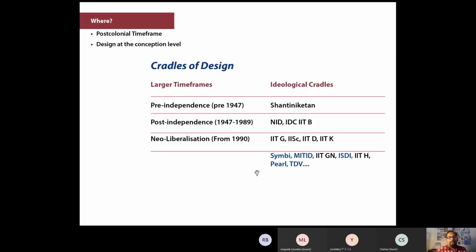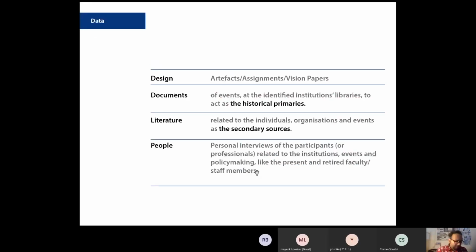In my work, I'm looking at the conception level only. At the conception level, design schools or the design academia have a major role, so I'm calling design schools cradles of design. Pre-independence was more about Shantiniketan, and post-independence we know that two design schools, NID in Ahmedabad and IDC in Mumbai, are very popular. But in recent times, especially the last 2 decades, we have seen several new schools coming up.